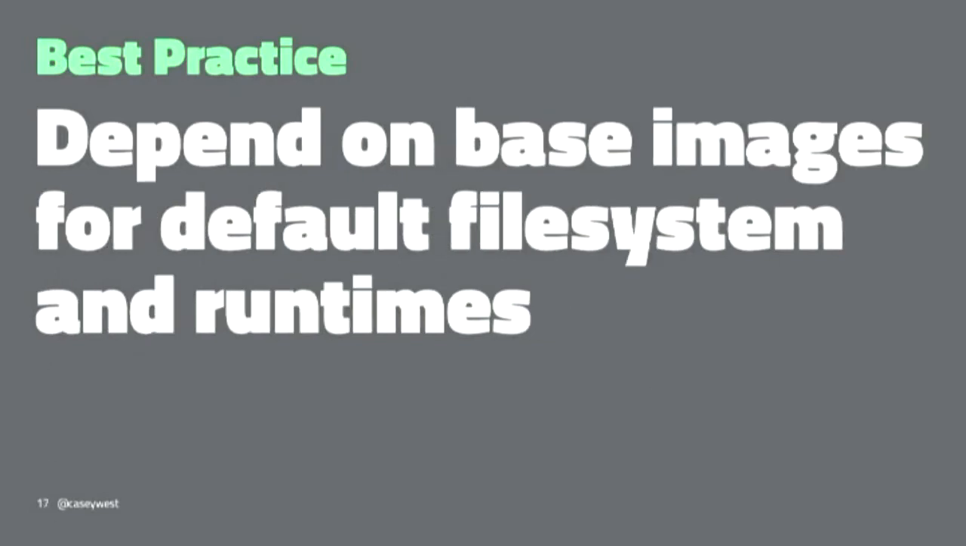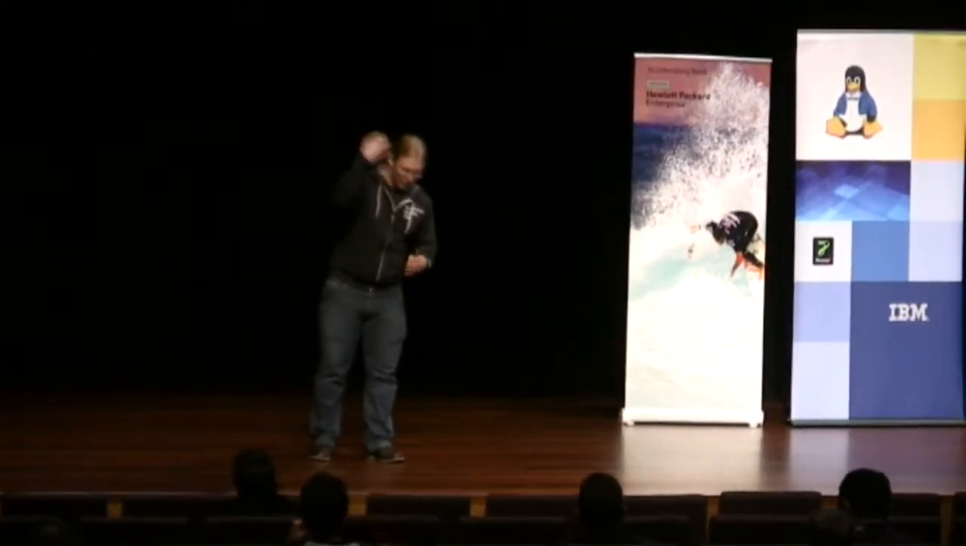So here's a best practice that I've done that I think works out very well, which is to depend on base images for default file systems and runtimes. When you're building a Docker image, and I'm using Docker a lot because it's the interface people most know about containers, it can be very alluring to start off by just cramming a bunch of essentially janky bash into your Dockerfile and saying that I have operationally mature build pipelines now, right?